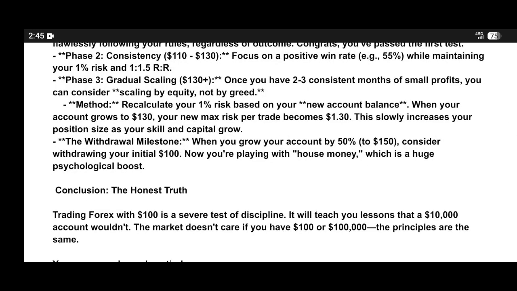Then the withdrawal milestone is this: when you grow your account by 50% to $150, consider withdrawing your initial capital, which is $100. Now you really play with house money, which is a huge psychological boost. Are you getting me? So when you have made the profit, let me say you have traded the $100 account and flipped it from $100 to $150, withdraw your initial capital. After you withdraw it, you are playing with the house money, which is a huge psychological boost.